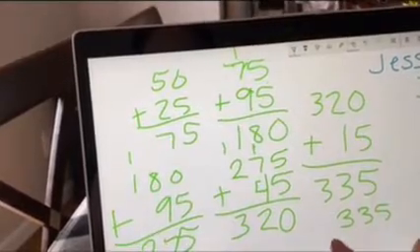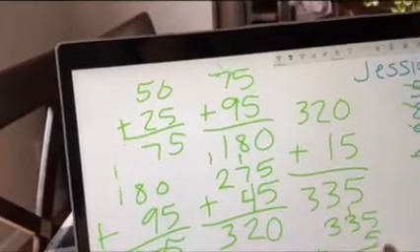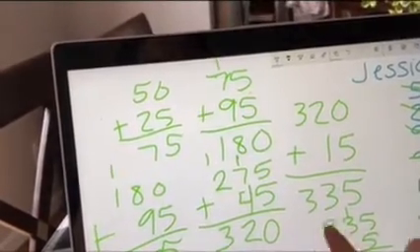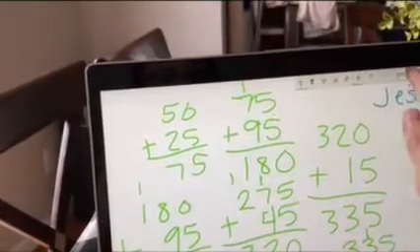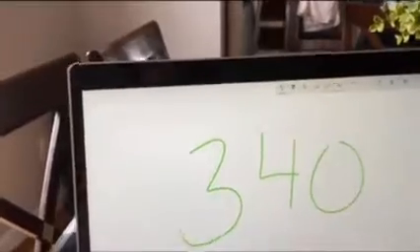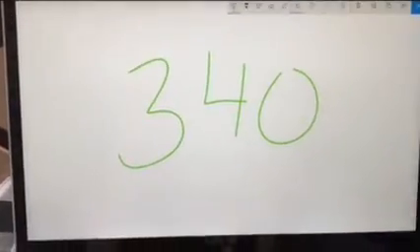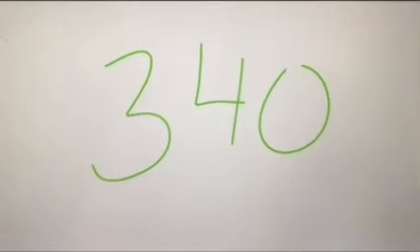335 plus 5. 5 plus 5 is 10. 3 and 1 is 4. And then 3. My name, guys, was worth 340 points. So I would love to know what your name's worth. Let's see who can have the highest number of points today.